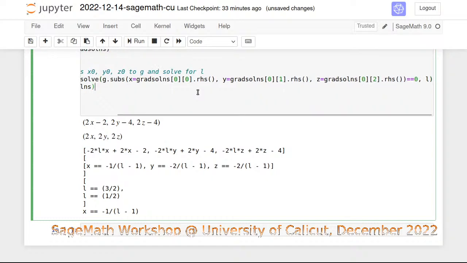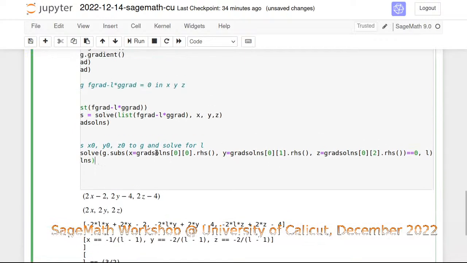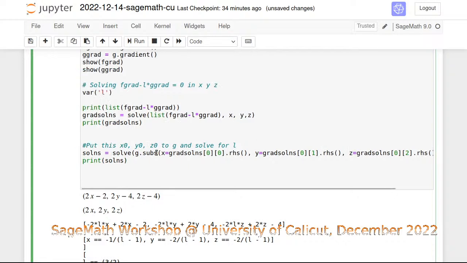So we got two solutions. Now, Lagrange multiplier. The last step is to substitute this L value into the already computed x naught, y naught, z naught, in the sense that grid solution 0 0, solution 1 1, solution 2 2. We have found values for L.